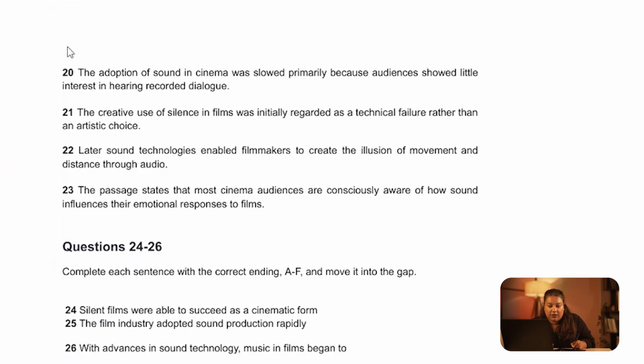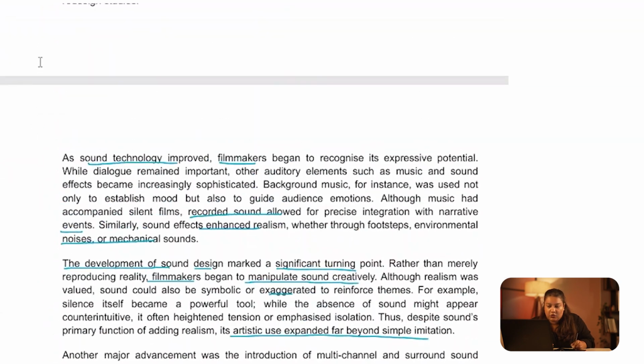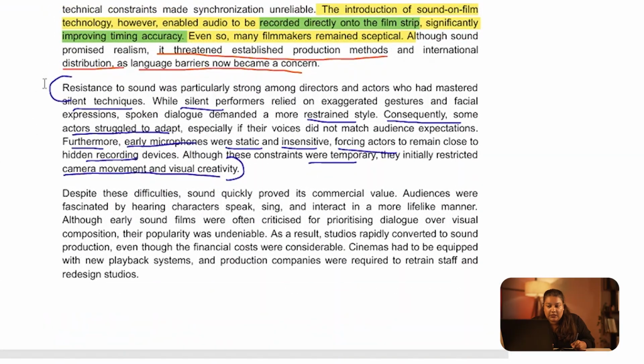So let's mark the keywords. Adoption of sound slowed primarily. Audiences showed little interest in hearing dialogues. So did it slow because audiences showed little interest? So my keywords will include primarily, audience, little interest.